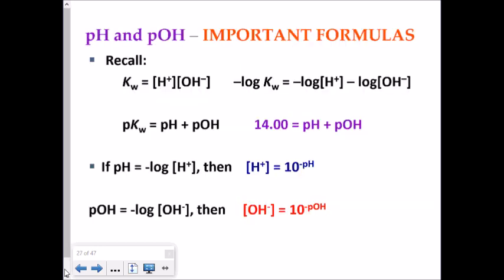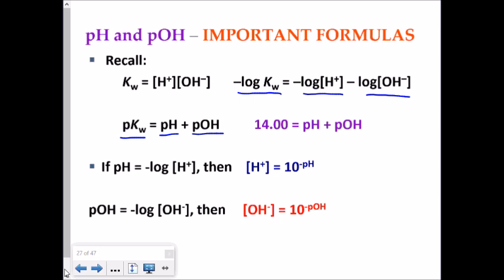Now for the fun formulas. A lot of them to recall. So the Kw, hydrogen times hydroxide. The pKw is going to give you the pH plus the pOH, which is basically the same as this. The pKw, like I said, is the negative log of Kw. The pH is the negative log of hydrogen. The pOH is the negative log of hydroxide.